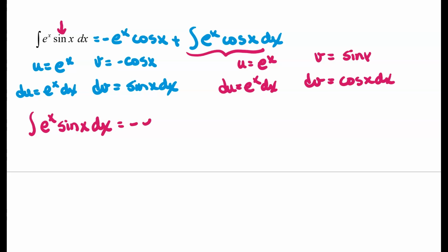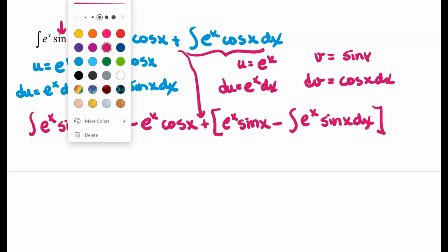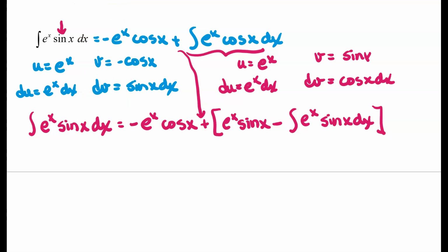I'm going to bring down my original uv. Now, here's the plus, and in this bracket is going to be my new uv. So e to the x sine of x minus the integral of e to the x sine x dx. And look here. Let's do a little color swap. See these? Those are like terms.